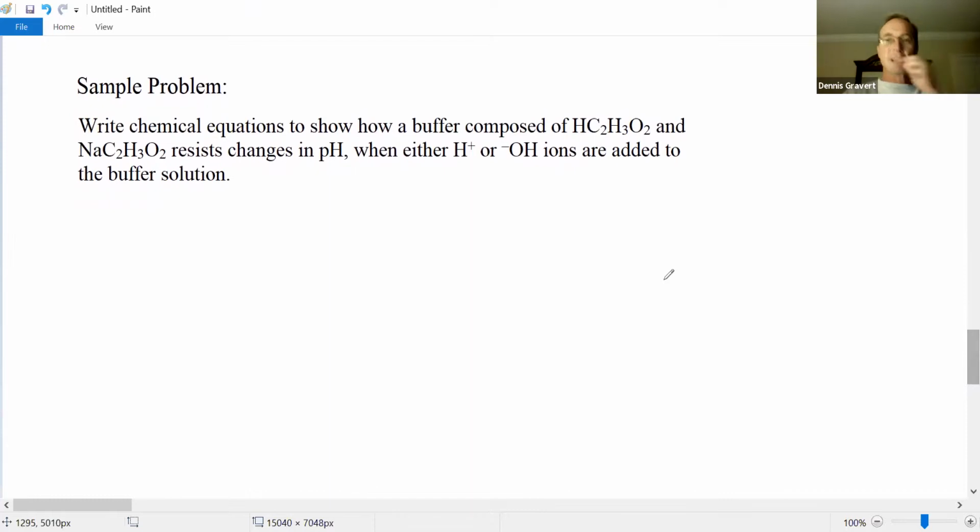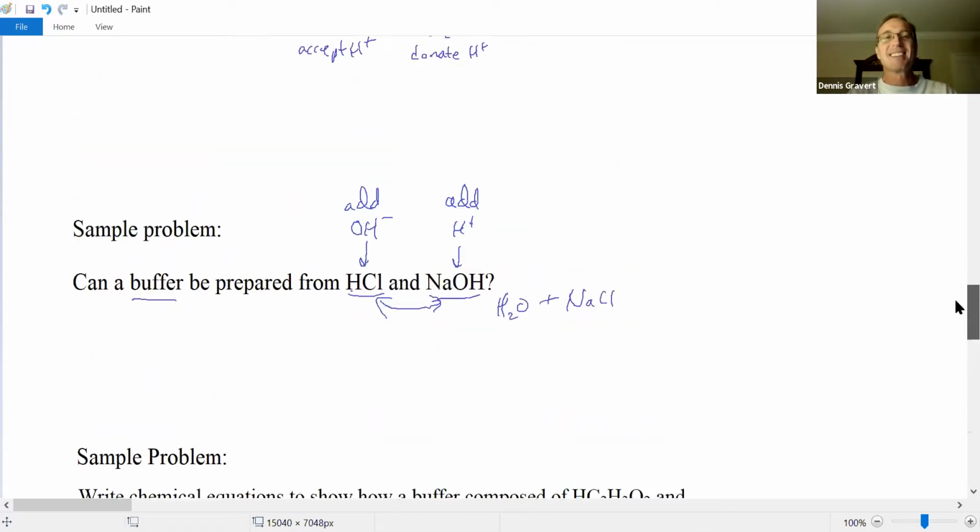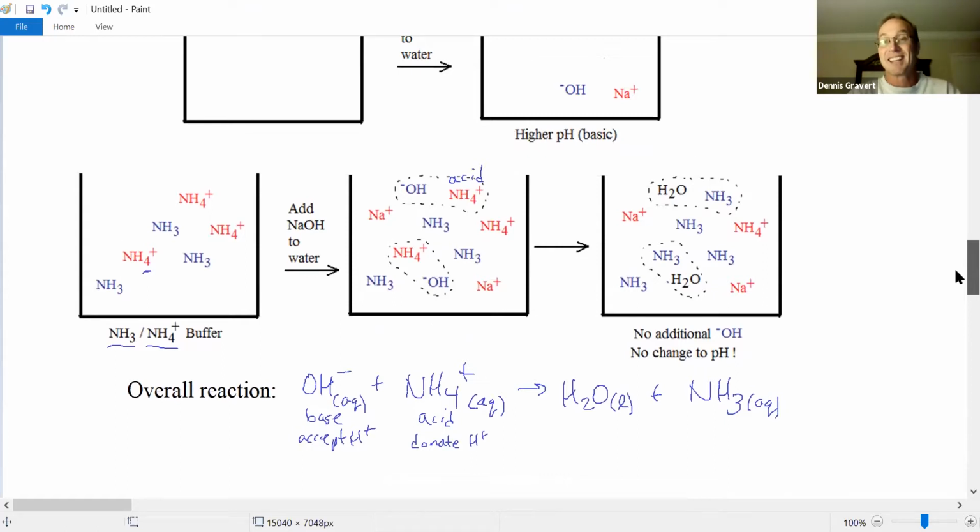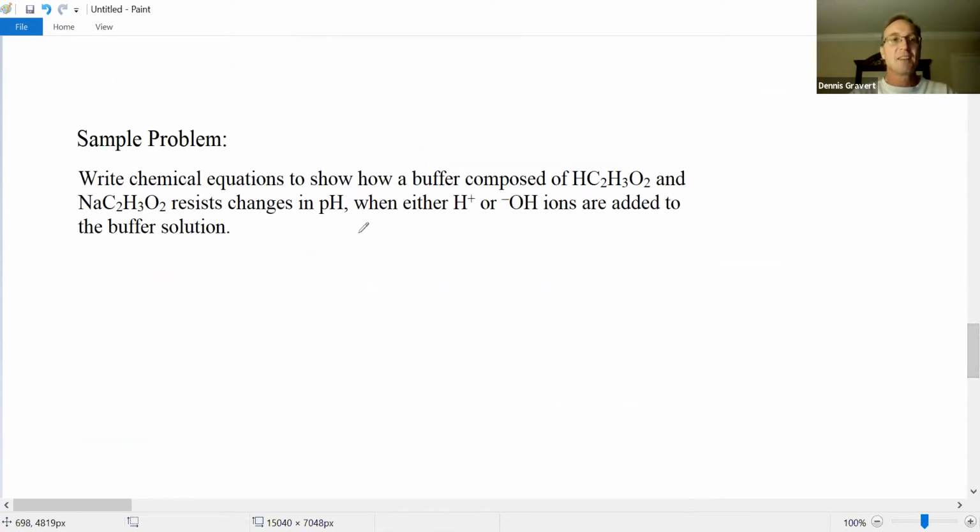Okay, here's another sample problem. Write chemical equations that show how a buffer composed of this molecule and that molecule resists changes in pH when either H plus or OH minus ions are added to the buffer solution. Okay, a lot of fancy talk, trying to express these ideas right up here. That's all it's saying. So, hey, what do you got? I want a chemical reaction. Okay, reactants going to products. I got a buffer. Ooh, what's a buffer? It's got a weak acid and its conjugate base, or you start with a weak base and you've got its conjugate acid.